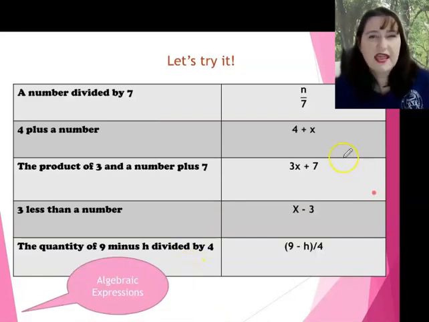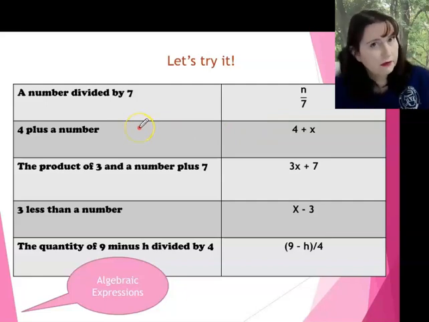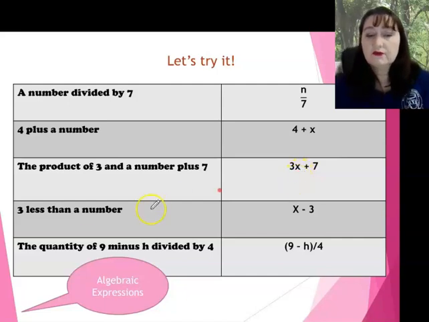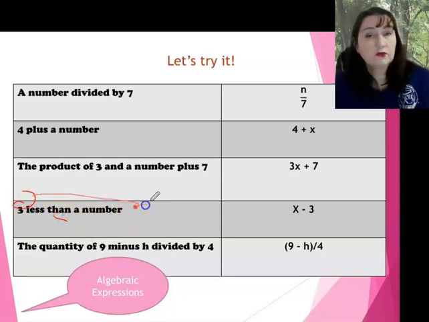Here are my answers. For this one, I have 4 plus a number, which should be pretty simple: 4 plus x. The product of 3 and a number plus 7, you would have 3 times x plus 7. 3 less than a number: remember, than is what we call a turnaround word, so be careful. That goes over here, so it would be x minus 3, not 3 minus x.